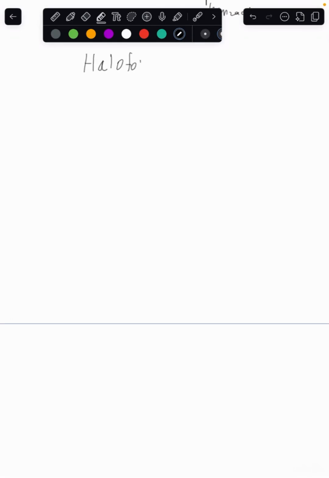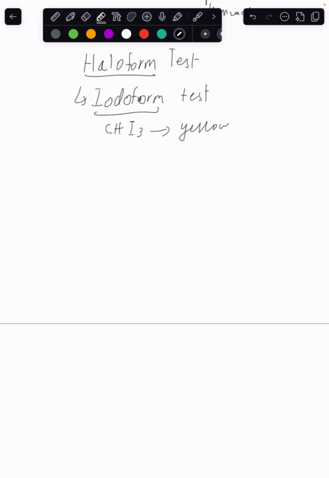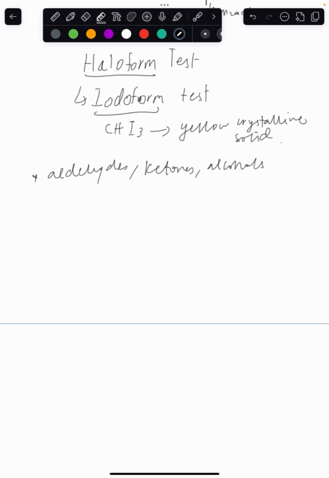Haloform test. A type of haloform test is the iodoform test. Now there are many kinds of haloforms, but the iodoform, which is CHI3, is a yellow crystalline solid, and in the presence of certain types of aldehydes, ketones, or some types of alcohols, it will give a yellow precipitate of crystalline solid, and it will have a characteristic smell to it.